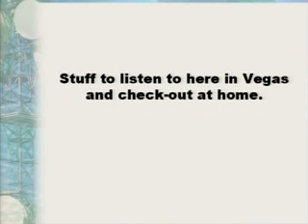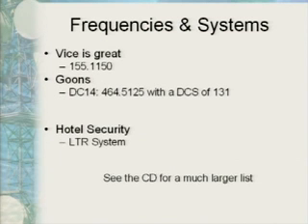Stuff to listen to here in Vegas and check out when you go back home. The Vice frequency is kind of cool. It's not trunked or anything. They're kind of antiquated here. They're just running straight repeaters on VHF, so 155.1150. It's not always active, but it's kind of cool downtown. They'll set up little sting operations and that kind of stuff. You can listen to that.